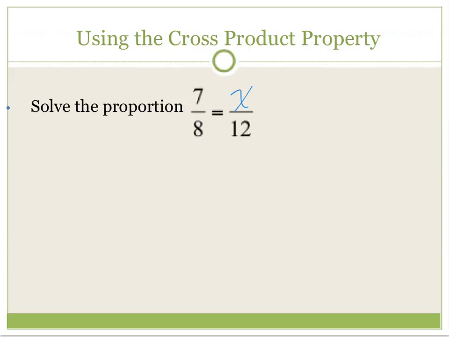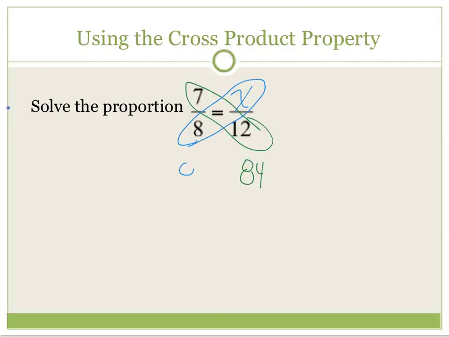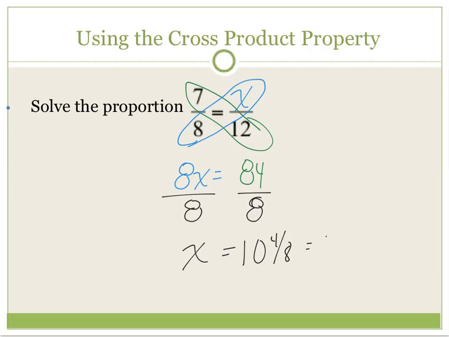This is an unknown. 7 is to 8 as an unknown is to 12. We know 7 times 12 is 84. Using the information and knowing that the cross products are equal, these are called cross products, we know that 8 times x equals 84. And again, these are called cross products. Go ahead and solve the equation as you know how. And x equals 10 and 4/8, which equals 10 and 1/2.